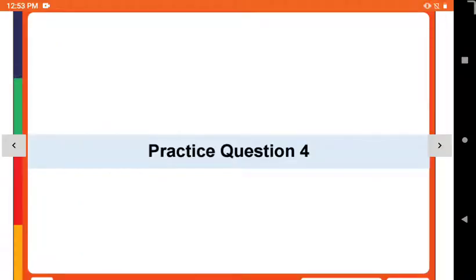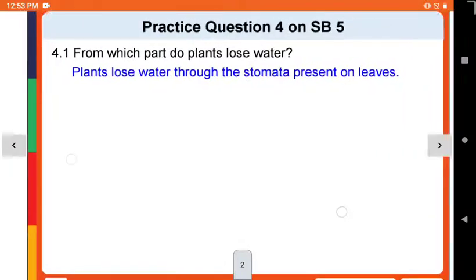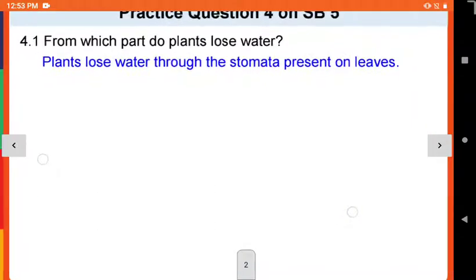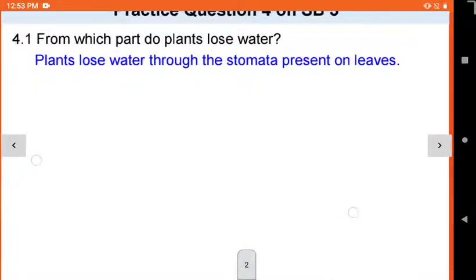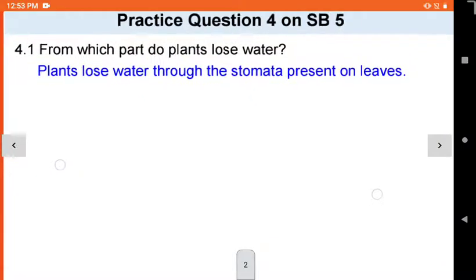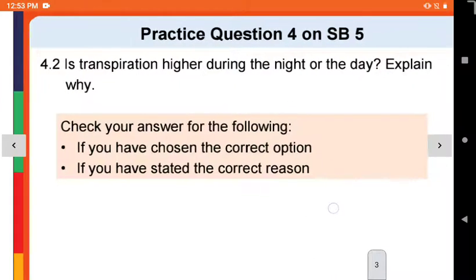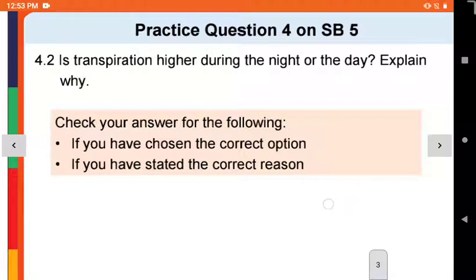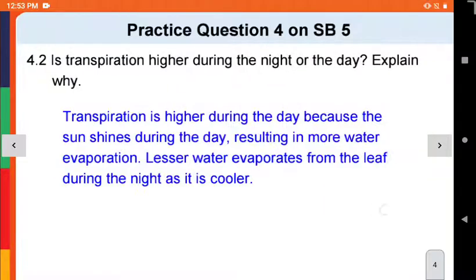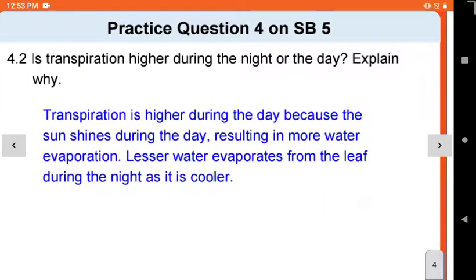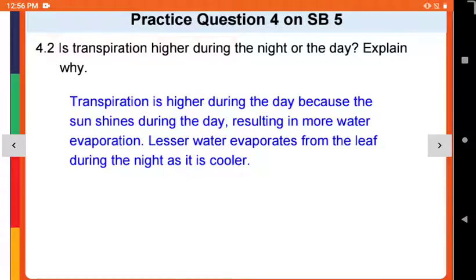Now let us see the answer for practice question 4. In 4.1, from which part do plants lose water? The answer is plants lose water through the stomata present on leaves. Right? Next, question 4.2. Is transpiration higher during the night or the day? Explain why. The answer is transpiration is higher during the day because the sun shines during the day, resulting in more water evaporation. Lesser water evaporates from the leaf during the night as it is cooler. So students, you will write this question in your notebooks.